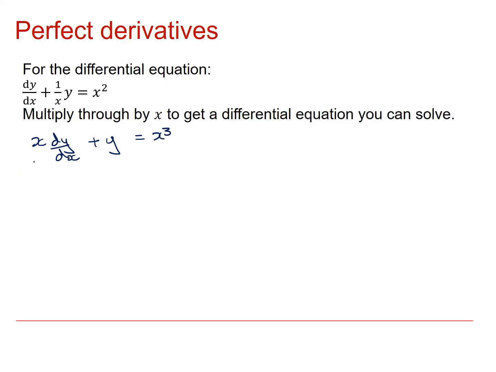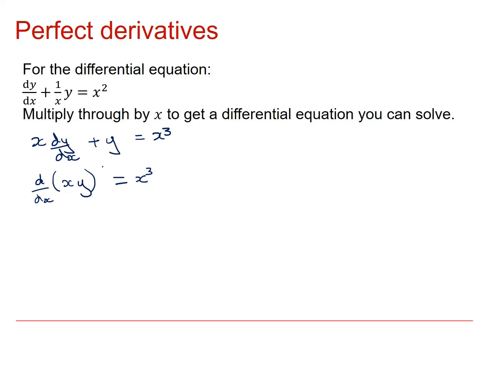Now look at this left-hand side for a second. This is really just the derivative, d/dx, of xy. Remember, if we differentiate xy, it's a product, so we'll get x times the derivative of y plus the derivative of x, 1, times y. And so my equation becomes that.